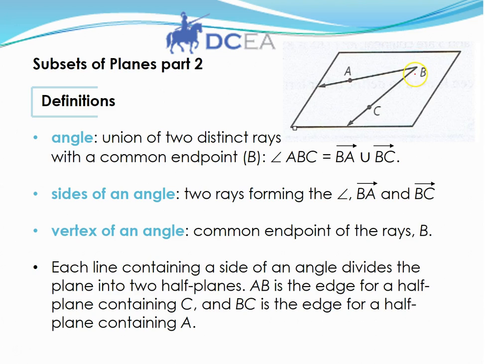Each line containing a side of an angle divides the plane into two half planes. AB is the edge for a half plane that contains C, and BC is the edge for a half plane that contains A. This is a lot to absorb. Take it slowly. Read your notes.